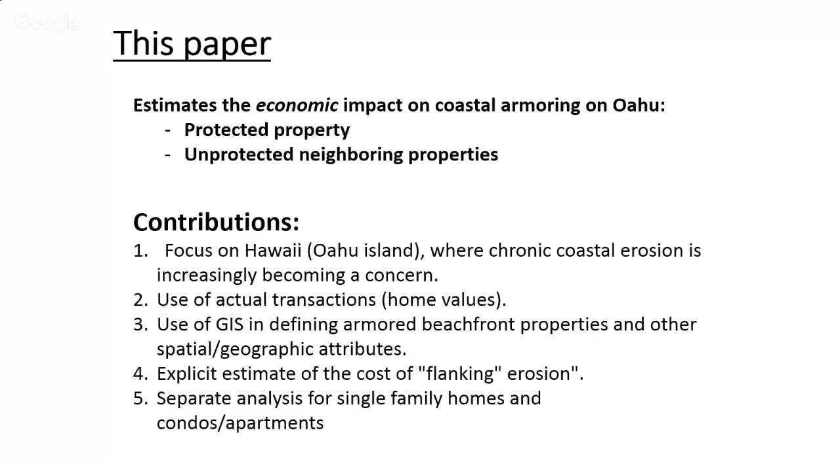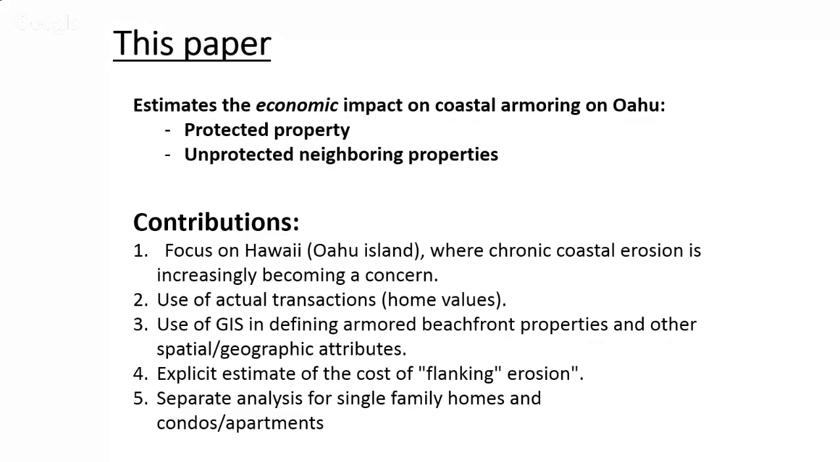We also use GIS, or Geographic Information System, in defining armored beachfront properties, which is new. In the literature, they just do surveys, so we don't know whether they have seawalls or not. It's just a rock or something. So we know that what we see in the map is an actual seawall. And then we also have spatial geographic attributes like distance to the coast and all that. And then we explicitly estimate the cost of flanking, meaning the cost of increased erosion brought about by installing a seawall at an adjacent beach or property.